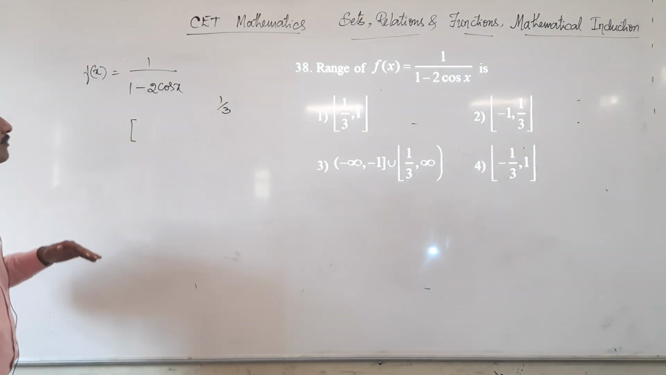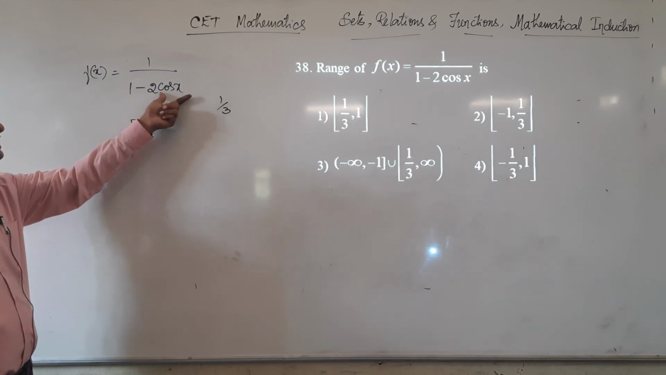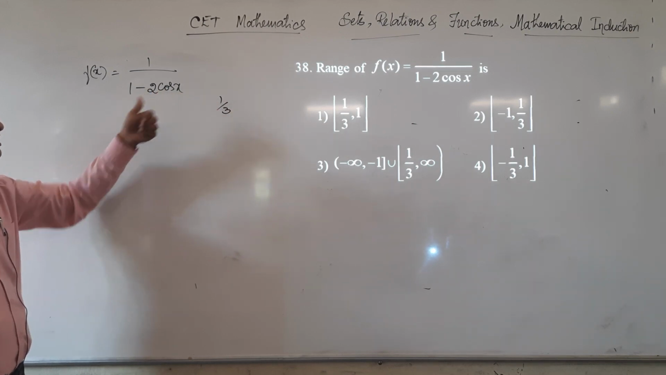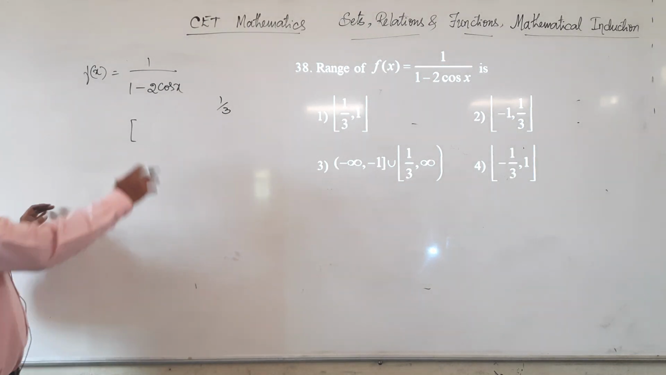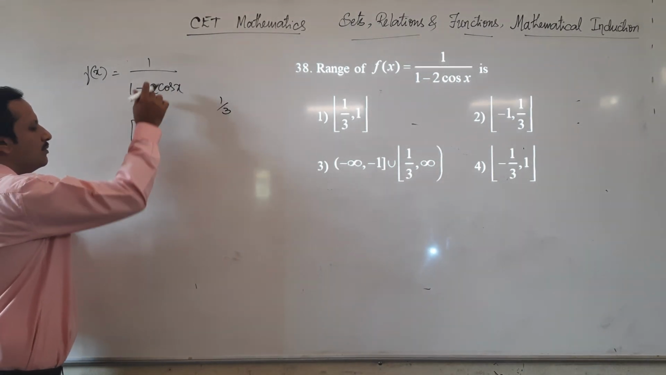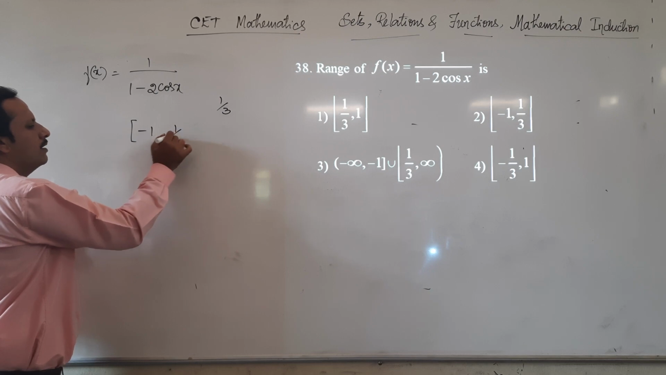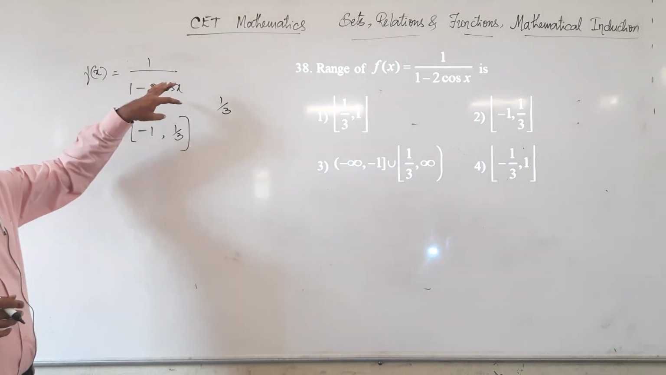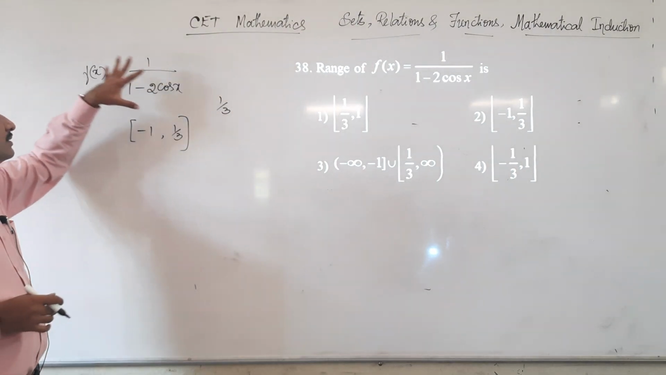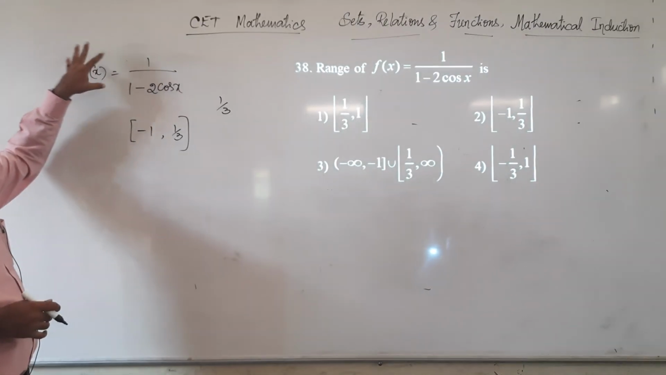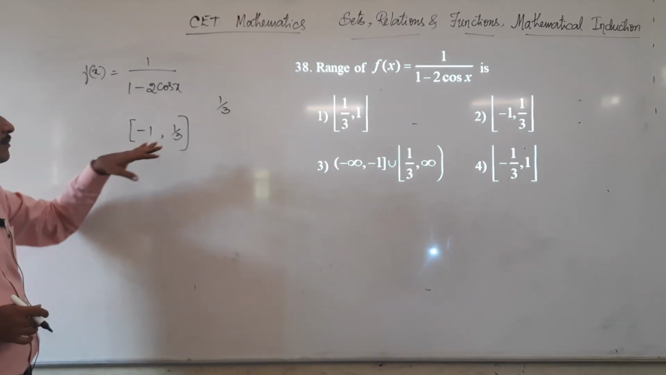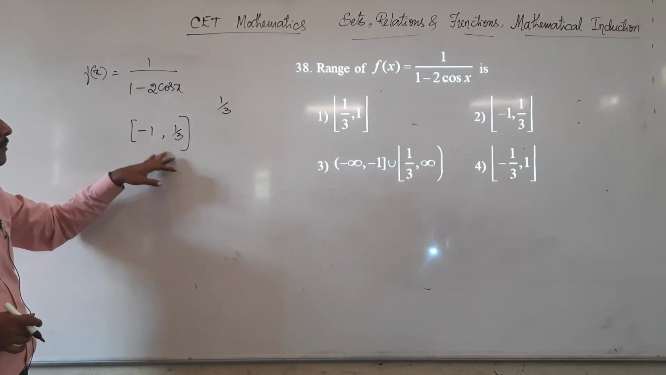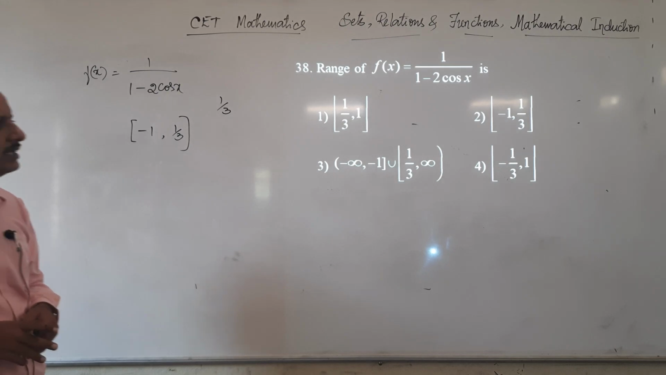Okay. And the maximum value of cos x is plus 1. Substitute that. When I substitute cos x as plus 1, 1 minus 2, minus 1, 1 by minus 1, minus 1. Okay. Since it is there in the denominator, whenever cos x is maximum, this function will attain its minimum. Whenever cos x attains its minimum, this function will attain its maximum. So the answer is minus 1 to 1 by 3.